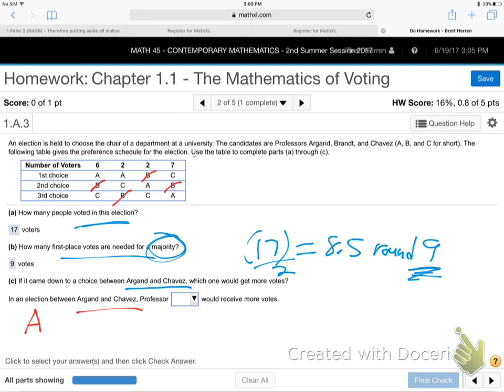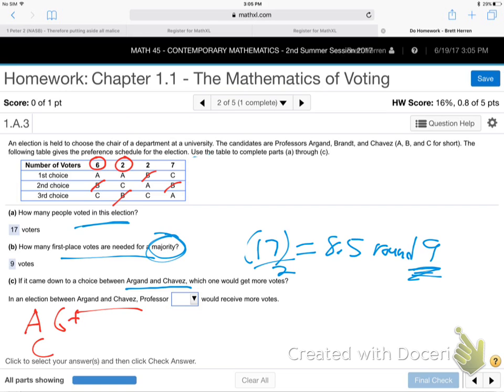Well, how many votes would A get and how many votes would C get? Out of all those people, how many prefer A over C? Well, the first 6, right? You with me? These 6 prefer A over C, don't they?